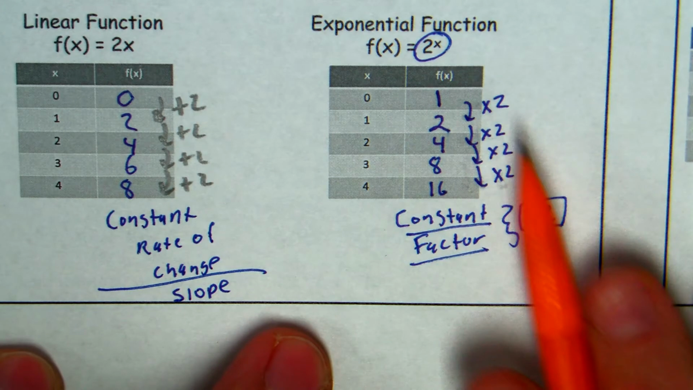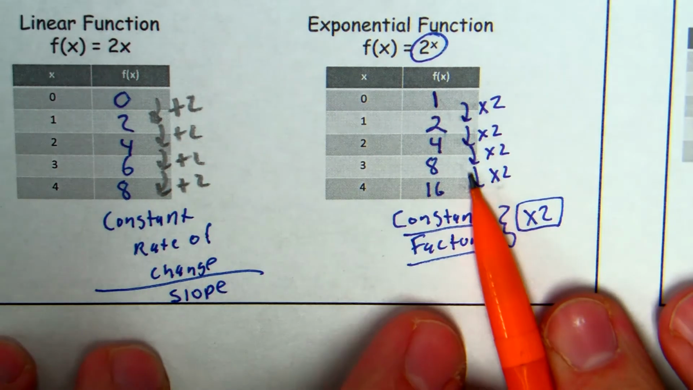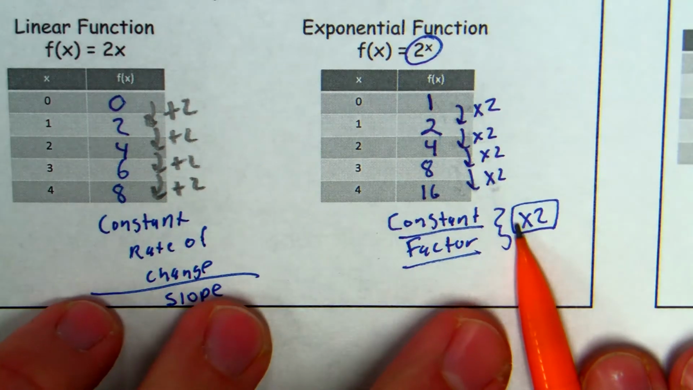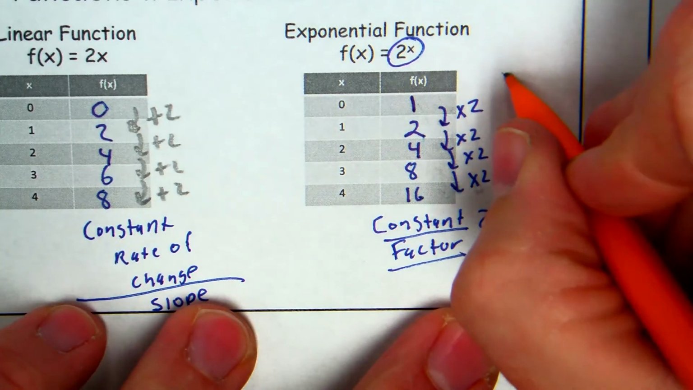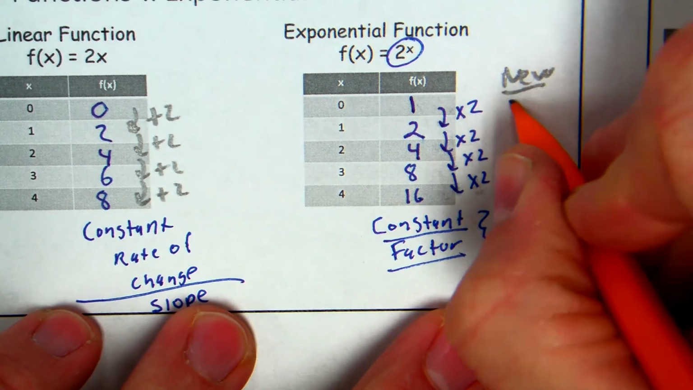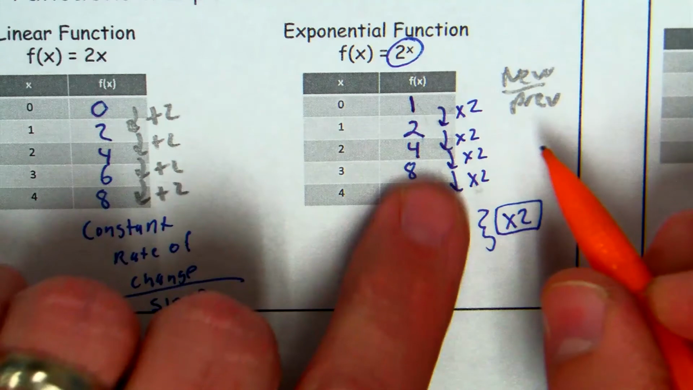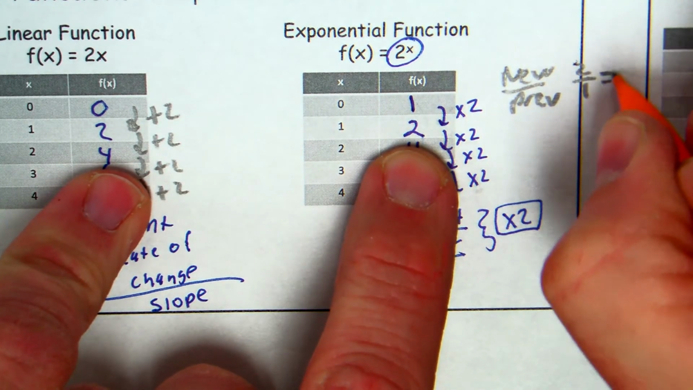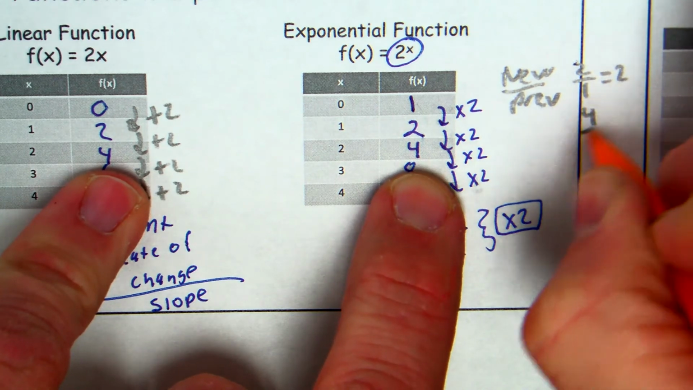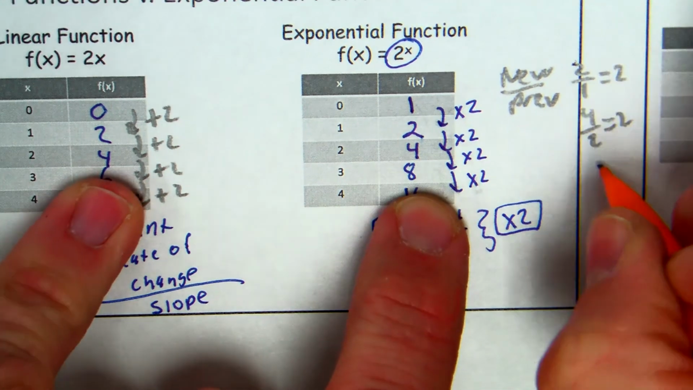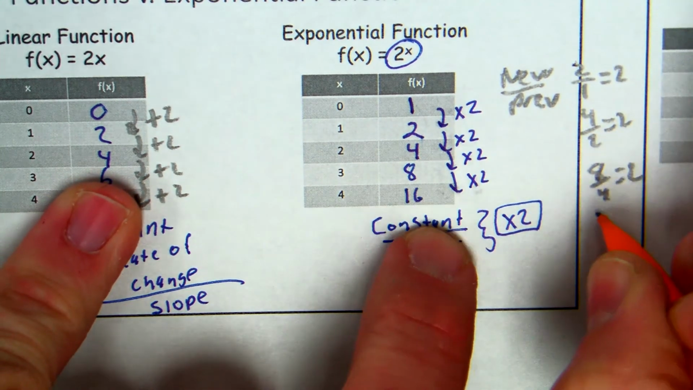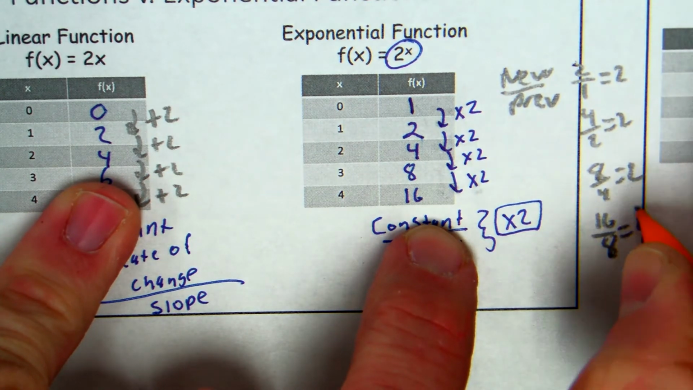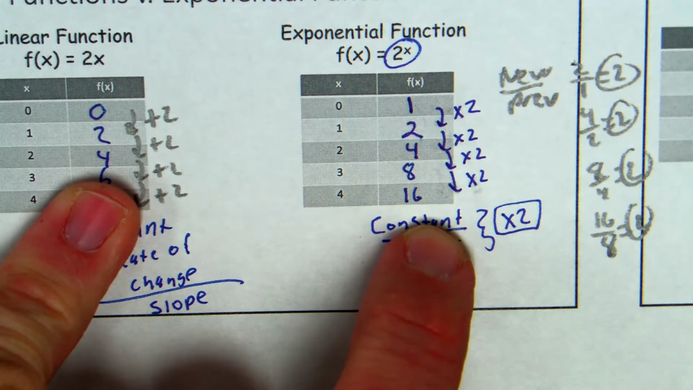Now, in this one, the constant factor is pretty easy to see. If you run into ones that are more complicated, you can always take the new value divided by the previous, and you'll get that constant factor. Check it out. 2 divided by 1 is 2. 4 divided by 2 is 2. 8 divided by 4 is 2. 16 divided by 8 is 2. There's your constant factor.